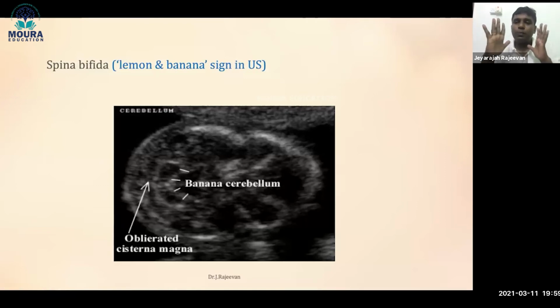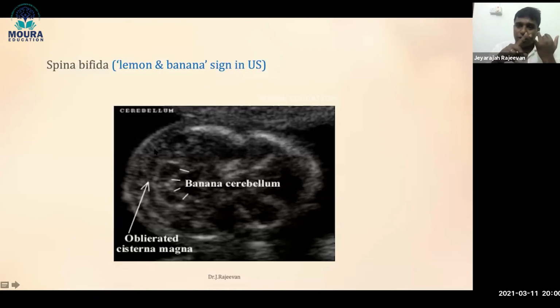So for your MCQ purpose, what are the things you need to know? What is neural tube defect? What are the ways of screening for neural tube defect? One is ultrasound scan, the second one is alpha fetoprotein. In alpha fetoprotein, closed neural tube defect does not have elevated alpha fetoprotein. Open neural tube defect will have elevated alpha fetoprotein level. That is the thing you need to know. And in ultrasound scan, you can see spina bifida, so the lemon and banana sign. So keep it in your mind.